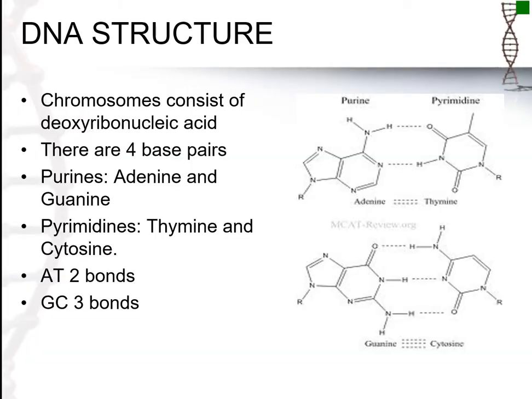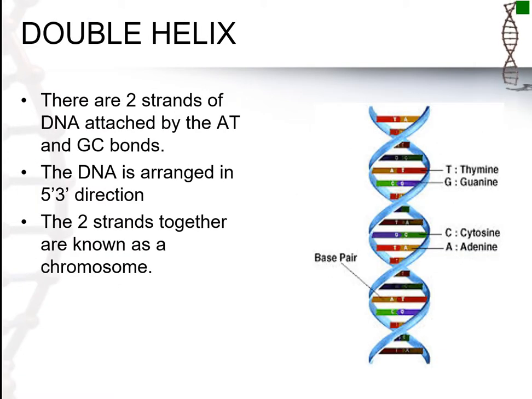DNA structure consists of deoxyribonucleic acid. There are 4 bases. Purines are adenine and guanine, and pyrimidines are thymine and cytosine. Adenine and thymine have double bonds, whereas guanine and cytosine have a triple bond. Gene-rich areas of the DNA have more GC-rich or triple bonds. This holds together tighter. The DNA has 2 strands held together in the double helix, and it's arranged 5' to 3' and 3' to 5'. And these 2 strands together are known as the chromosome.